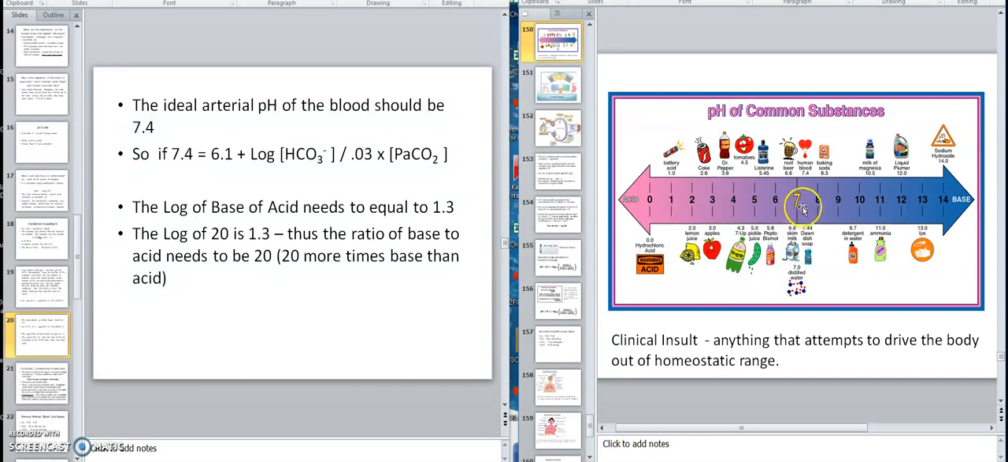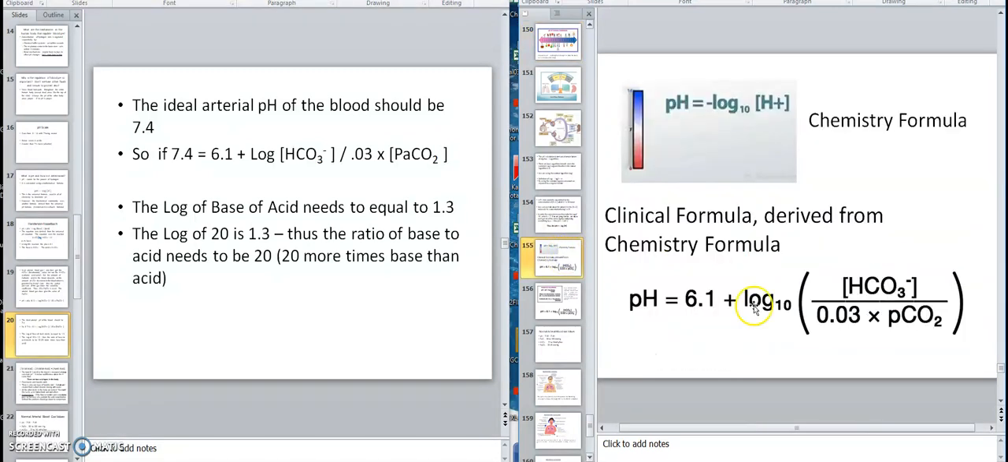But blood is a little more alkalotic. So what does that mean? If blood is a little more alkalotic, that means I need a little more base than I need acid. 20 to 1. Okay? So keep that in mind. I need a 20 to 1 to be perfect in the arterial blood.